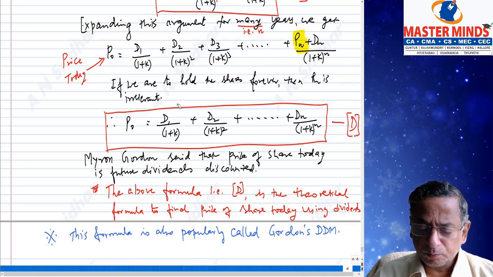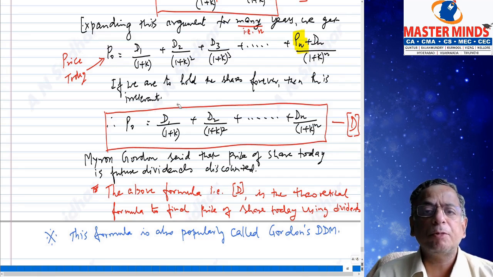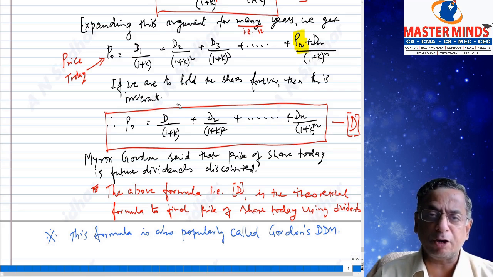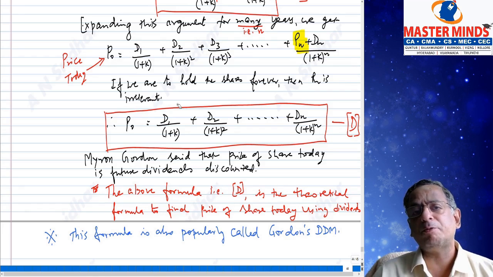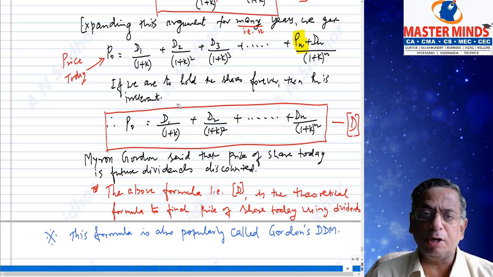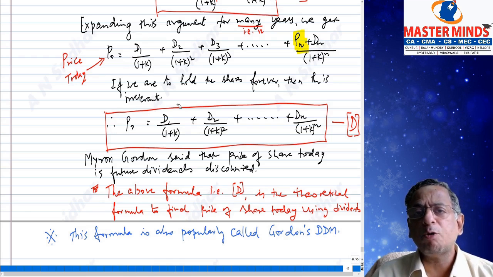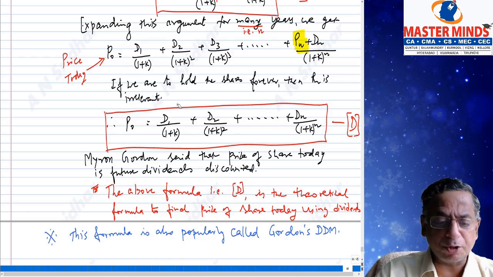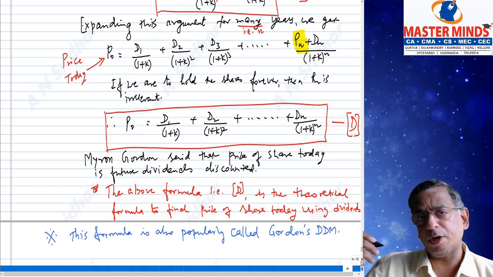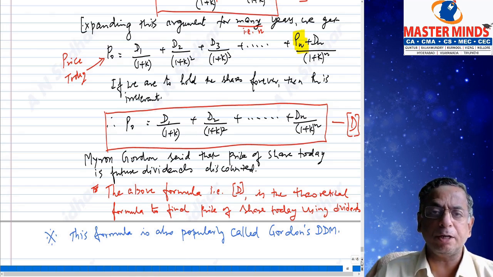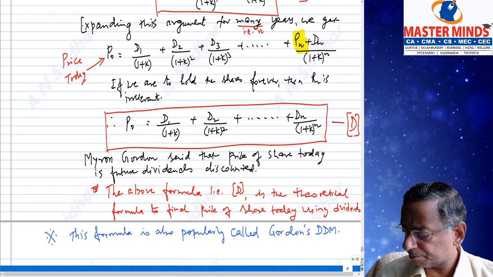Now, what Gordon did using this master formula, that is formula D, which you are seeing on the board, he gave 3 variations, and they are very popular in the valuation world. Now, what are the 3 variations? Once I write each variation, I will tell you to copy. Till that time, you pay attention.